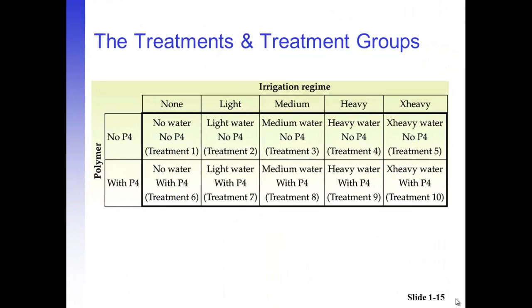Here's a chart to try to make that clear. Across the top, we chart the level of irrigation. Across the rows, we chart the level of polymer application. This gives us a total of 10 possibilities, such as heavy irrigation with no polymer or heavy irrigation with the polymer. On the other hand, we could have light irrigation with or without the polymer, and there are 5 such levels for irrigation.